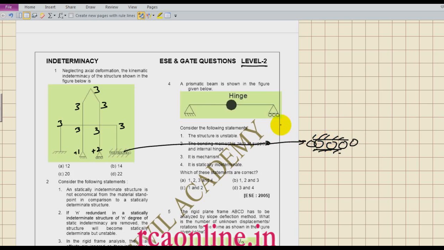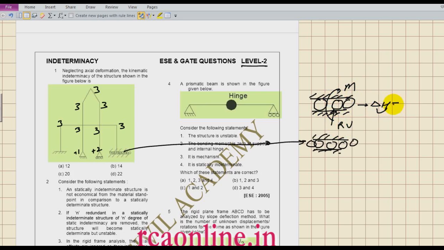Okay, this is a new type of support. I have not discussed this support. So what is this? This is a fix, means it will resist the movement. It will resist the vertical deflection also, but it allows the horizontal movement. Is it okay? So how many reactions will I have? R, V and M. But I will not have any reaction in the horizontal direction.